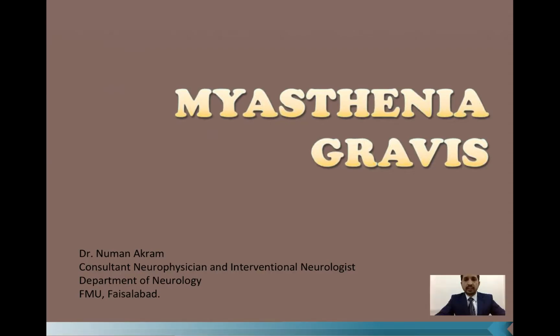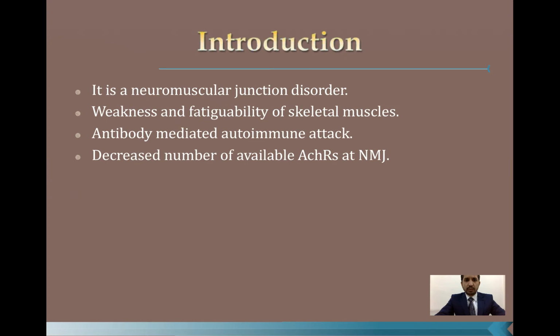This lecture is intended for undergraduate students, and today's topic of discussion is myasthenia gravis. Myasthenia gravis is a neuromuscular junction disorder which is characterized by the weakness and fatigability of the skeletal muscles. This weakness and fatigability arise from an antibody-mediated autoimmune attack on the neuromuscular junction. This attack leads to a decreased number of acetylcholine receptors at the neuromuscular junction.